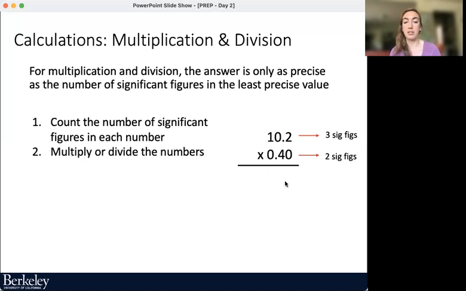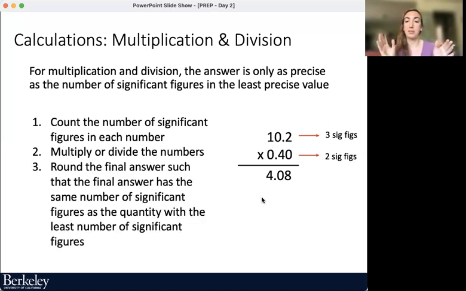And so we're going to just multiply or divide the numbers exactly how you learned in high school, plug it into your calculator, and you're going to get 4.08. But then we have to round our final answer such that it only has as many significant figures as the least confident one we were before. So we had 3 sig figs and 2 sig figs. So we have to round our final answer to 2 significant figures. We're going to round our answer to 4.1, which has 2 significant figures.